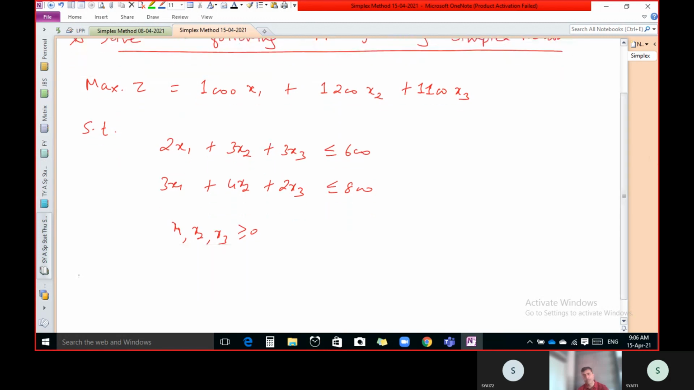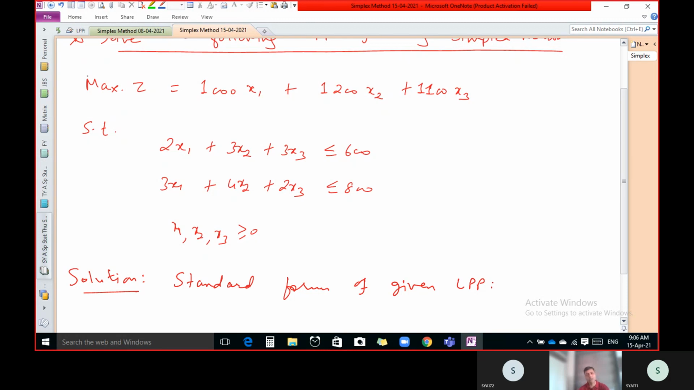So solution. The first step, convert the given problem into standard form. Convert the given problem into standard form. So standard form of the given linear programming problem. Now how to convert into standard form? There are certain steps.